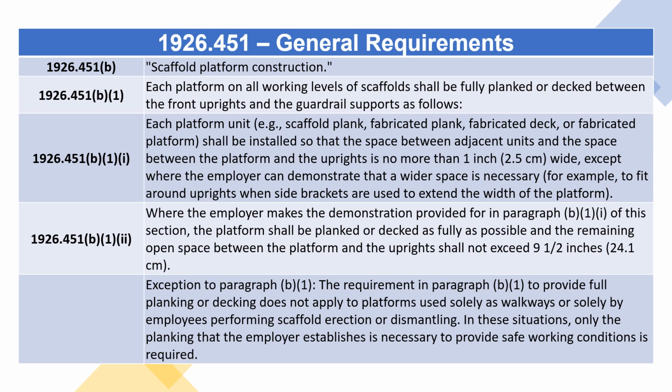1926.451(b), scaffold platform construction. 1926.451(b)(1), each platform on all working levels of scaffolds shall be fully planked or decked between the front uprights and the guardrail supports as follows. 1926.451(b)(1)(i), each platform unit, e.g., scaffold plank, fabricated deck, or fabricated platform, shall be installed so that the space between adjacent units and the space between the platform and the uprights is no more than 1 inch (2.5 centimeters) wide, except where the employer can demonstrate that a wider space is necessary, for example, to fit around uprights when side brackets are used to extend the width of the platform.